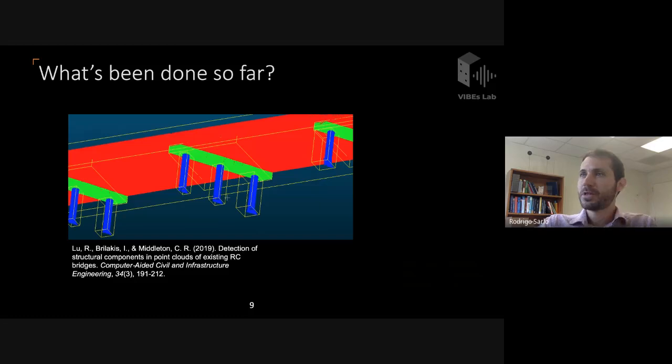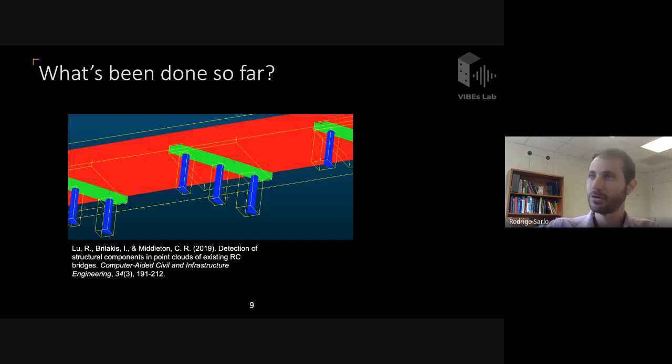So what's been done so far, there's actually an emerging community, I would say, in the area of as-built modeling. One of the kind of more visible groups is one led by Yannis Brilakis in Cambridge, actually. They focused a lot on building information modeling or just a semantic classification of structural elements. So here you see an example for a concrete bridge. A lot of their techniques focus on how components are organized in space.